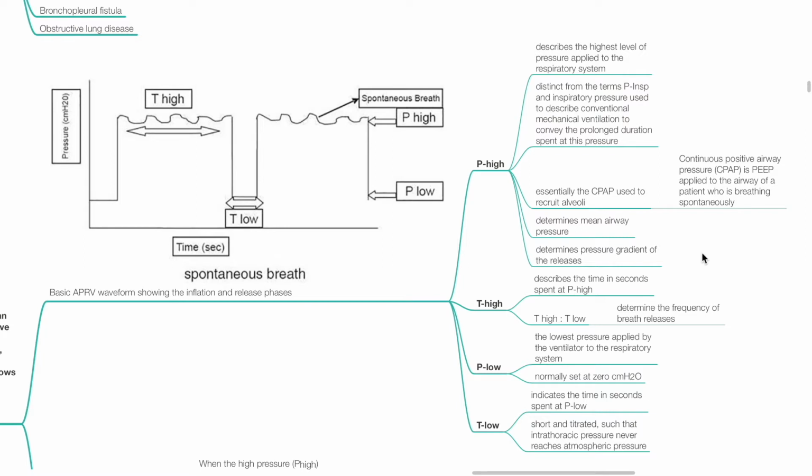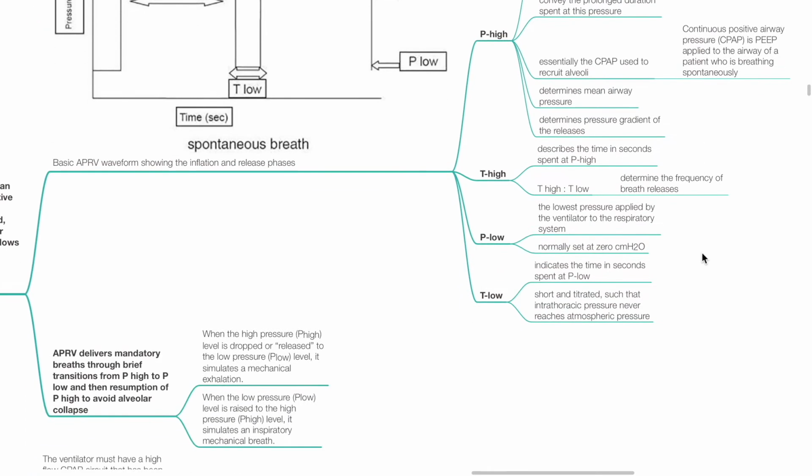P high determines the mean airway pressure and determines the pressure gradient of the pressure releases. T high describes the time in seconds spent at P high. The T high to T low ratio determines the frequency of breath releases. P low refers to the lowest pressure applied by the ventilator to the respiratory system and is normally set at 0 cmH2O. T low indicates the time in seconds spent at P low. It is short and titrated such that intrathoracic pressure never reaches atmospheric pressure.